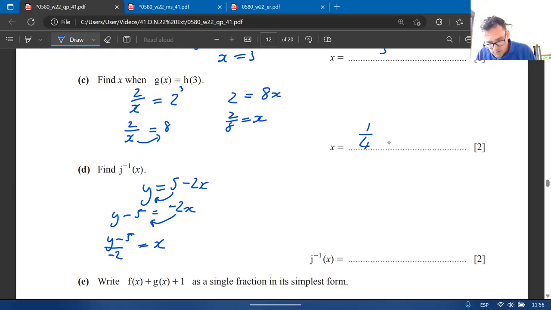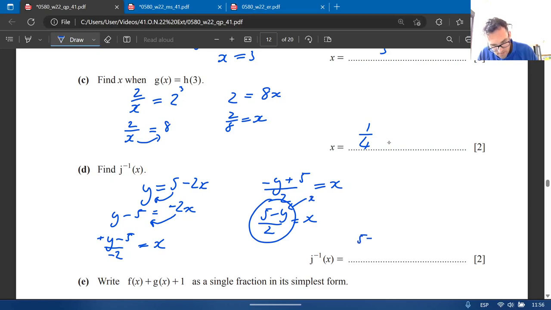Which means you change all the signs. That becomes minus y plus 5 over 2. You know, a positive and a negative is a negative, and two negatives is a positive. Okay, and swap them around if you want, just to make it look nicer. So the final answer here is this over here, but with an x put where the y is. So that will be 5 minus x over 2.